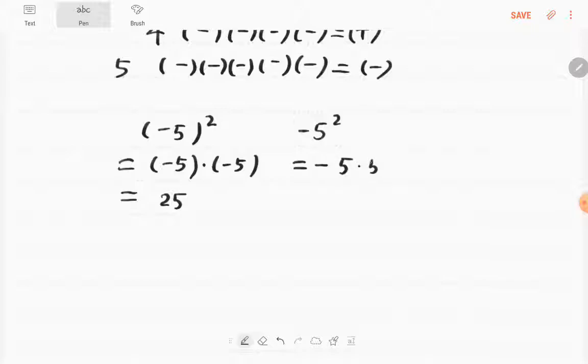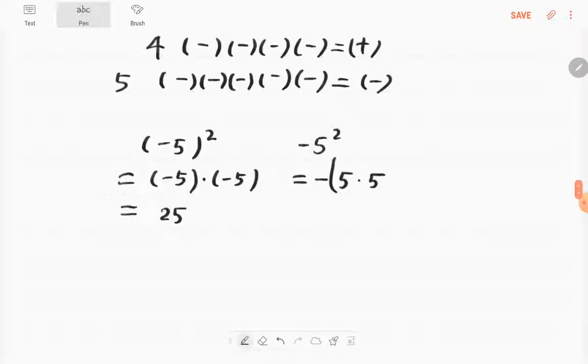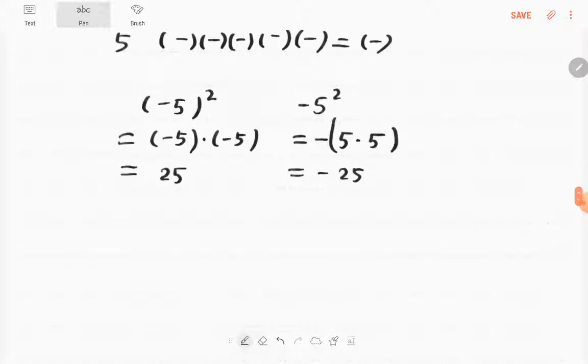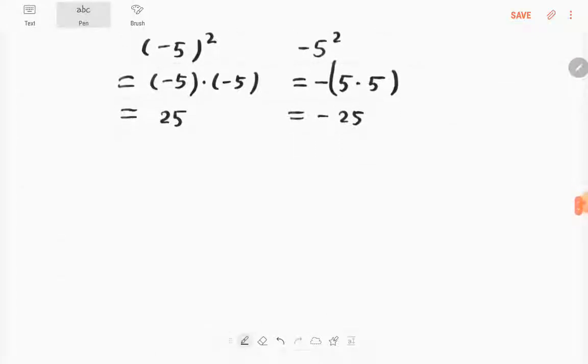So we actually do the exponent part first. 5 is the base. It is 5 times 5. So the answer will be negative. So make sure you check these two kinds of problems carefully to see if there is a parenthesis there. Let's try to do this one.